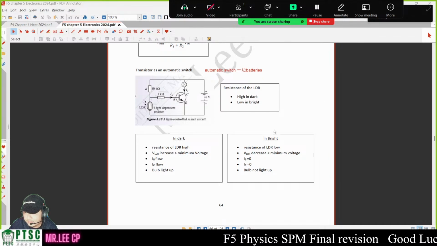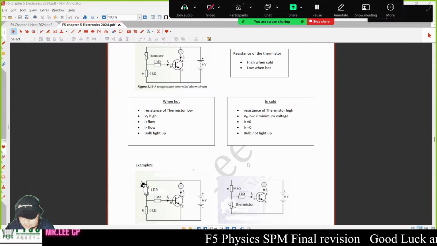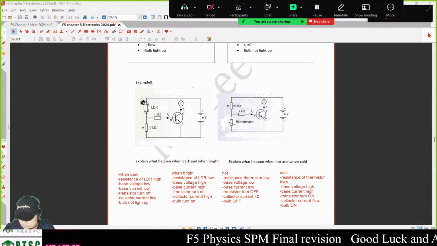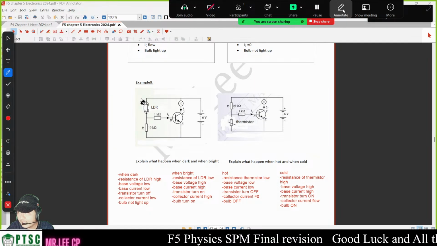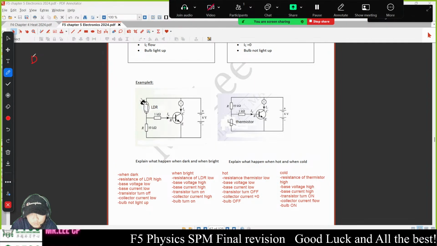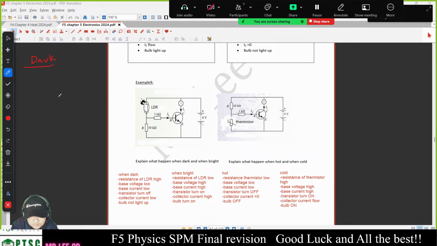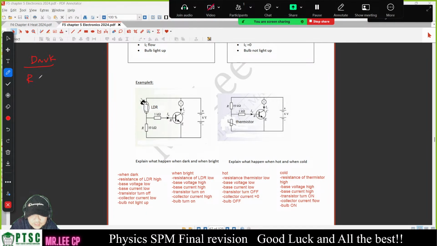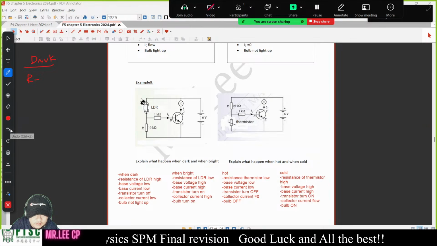Okay, now how about if I put it this way, the other way around? Now, when dark, the resistance of the thermistor, not thermistor, LDR.